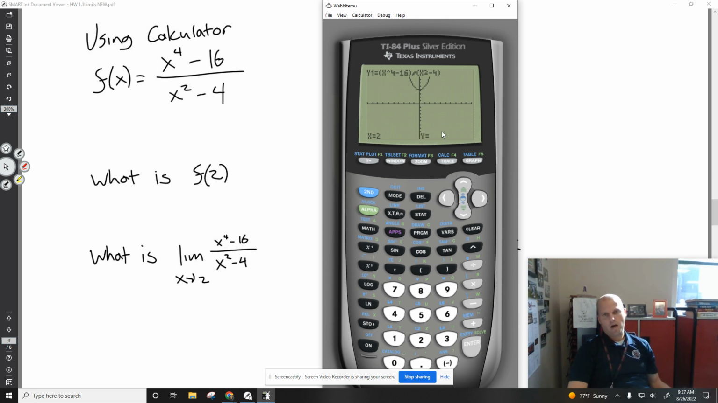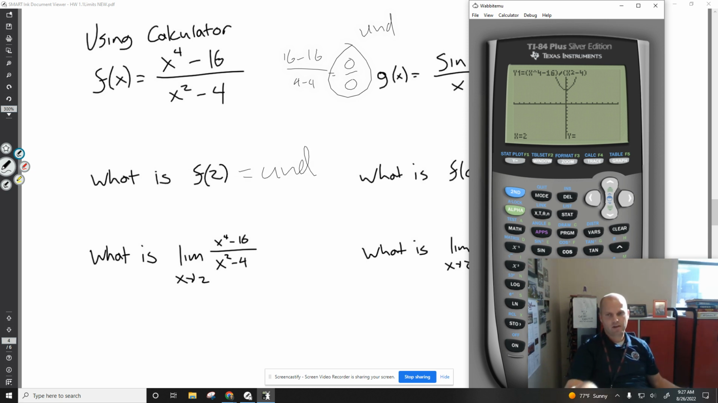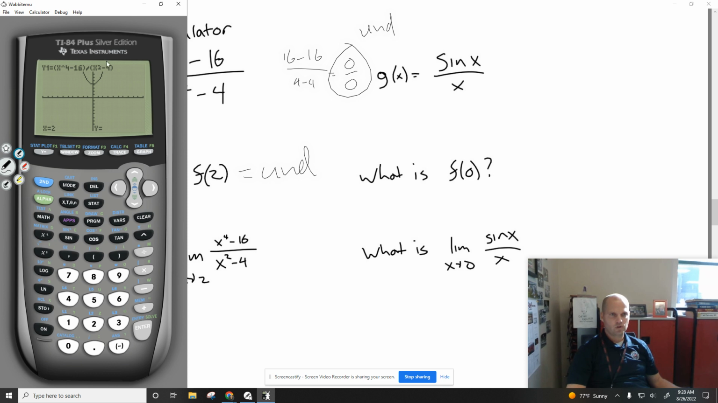My calculator is like, no, I can't. Y is blank. You're like, what do you mean y is blank? Well, if I plug in 2 to the 4th, I get 16 minus 16. 2 squared, I get 4 minus 4. I get a 0 over 0. 0 over 0 is undefined. This is the non-calculator way of saying there is no function value here. Your calculator shows that if you plug in 2, at 2 there's no value here.